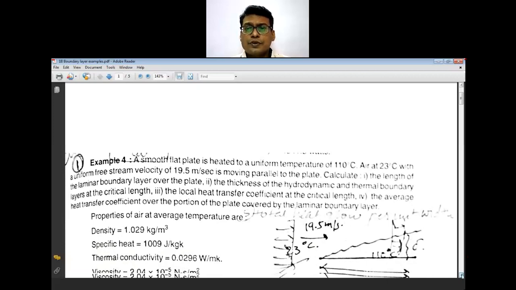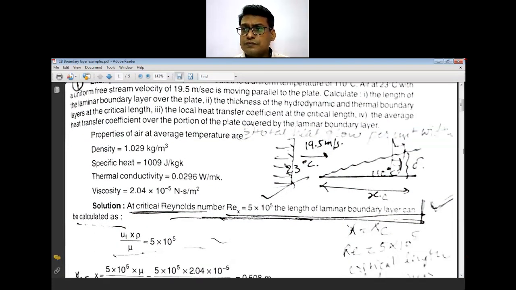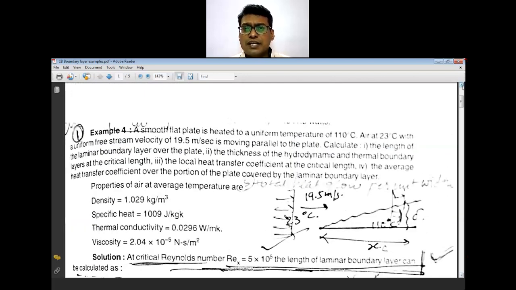So now we will consider the different numericals associated with this, the boundary layer examples that we are going to consider now. A smooth flat plate is heated to a uniform temperature of 110 degrees Celsius, with air at 23 degrees Celsius at a uniform free stream velocity of 19.5 meters per second.